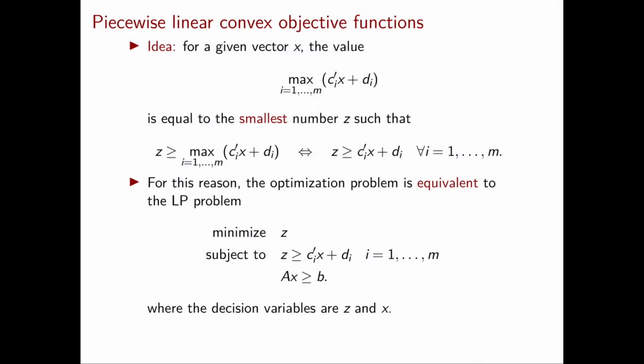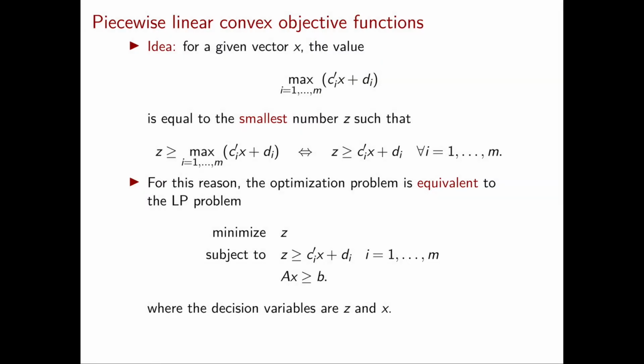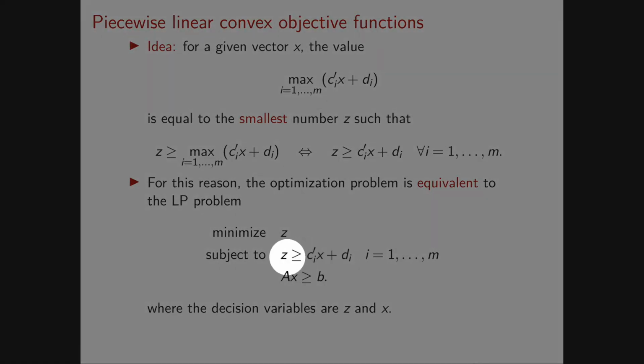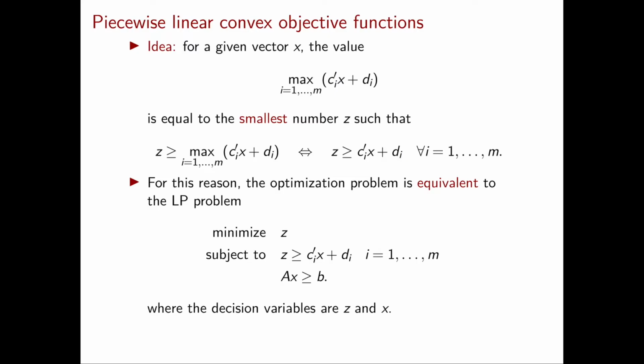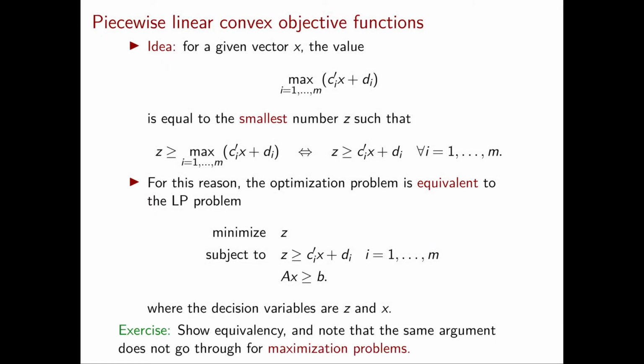So we replace the max in the objective with z, which is to be minimized, and we add among the constraints all the m linear constraints that we have just introduced. Clearly what you have obtained is a linear programming problem. What you can check is that this linear programming problem is in fact equivalent to the original problem. And I'm gonna leave this as an exercise for you.